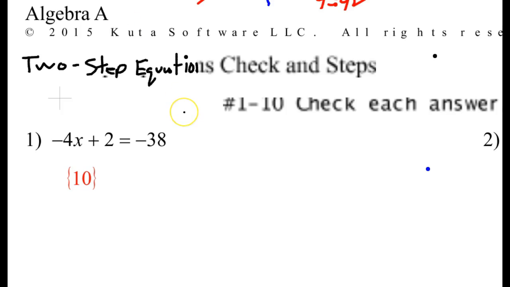Two-step equations. And we're going to start this the same way we started one-step equations, with the check. This is the last step of every problem. So I've given you the answer for each one of these, so you can look at this as x equals 10. I just want you to do a check. So plug it in and show you get the same thing on both sides. This will continue to be the first step, I'm sorry, the last step of every problem.